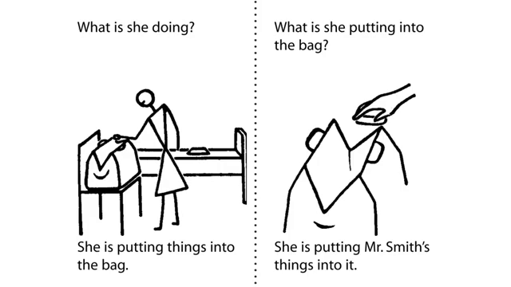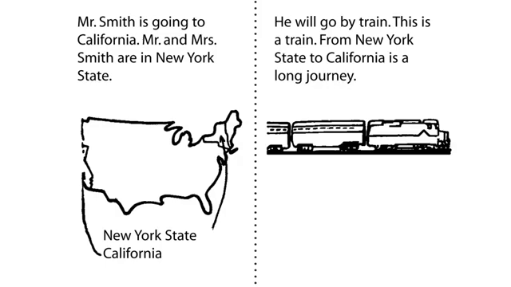What is she doing? She is putting things into the bag. What is she putting into the bag? She is putting Mr. Smith's things into it. Mr. Smith is going to California.